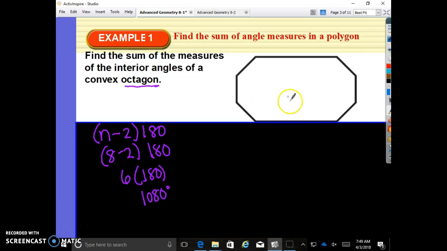1080 degrees is the sum of interior angles of this octagon.